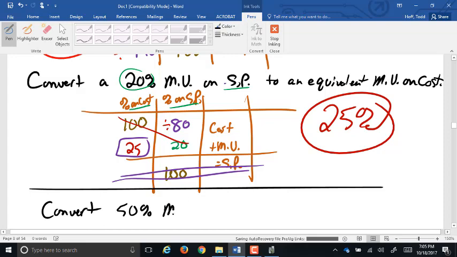Convert a 50% markup on selling price to an equivalent, I'm just going to say to a markup on cost.